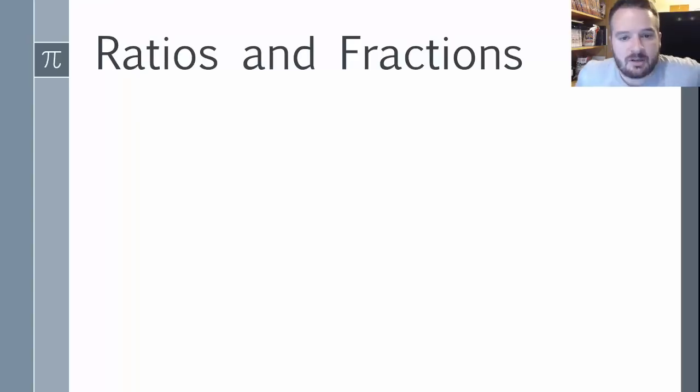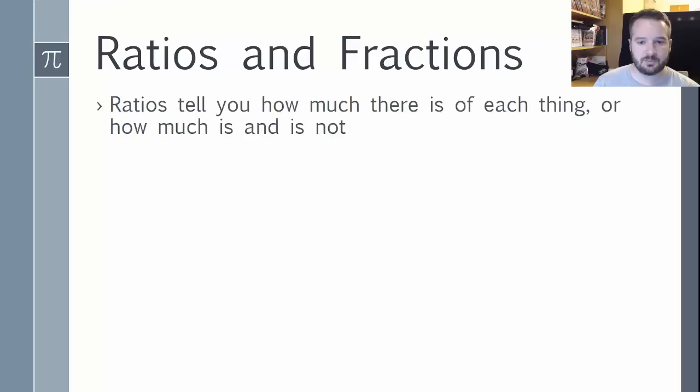First thing we're going to be talking about is ratios and fractions. I think this is key. You need to understand both of these and how they're interchangeable and how they work very well in order to be able to quickly calculate the things you need to at the table. So, first, ratios tell you how much there is of one thing and how much is not of that same thing. And we'll give an example in a second to hopefully make that more clear.